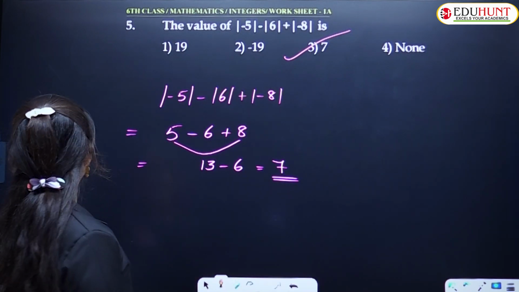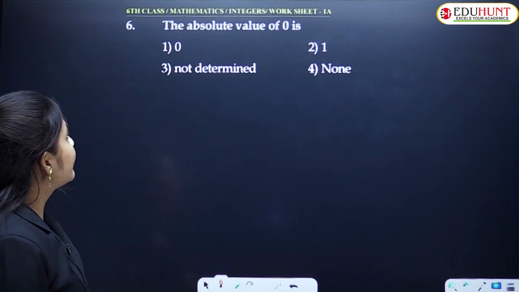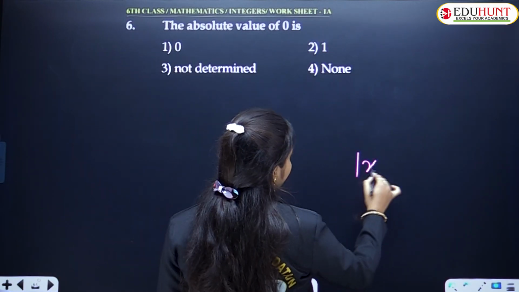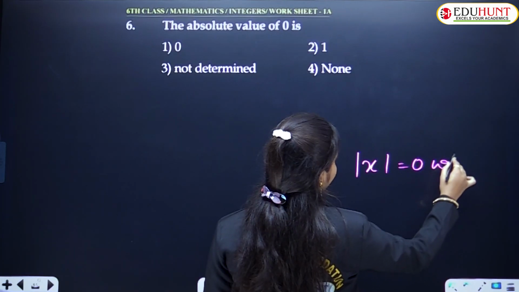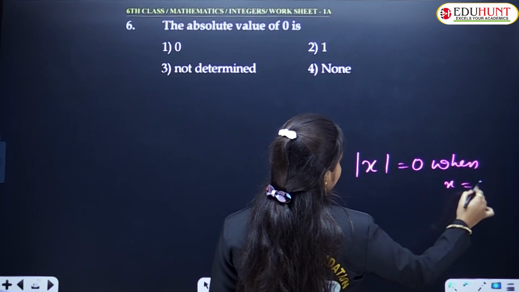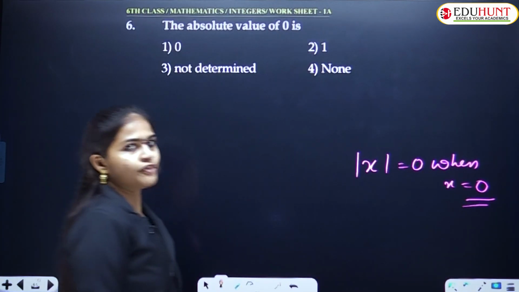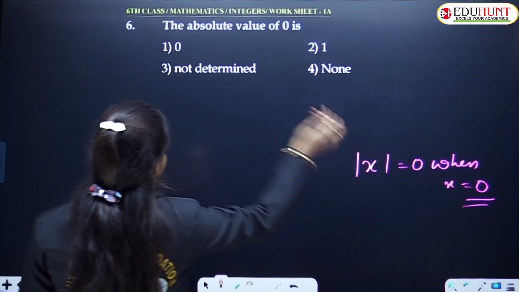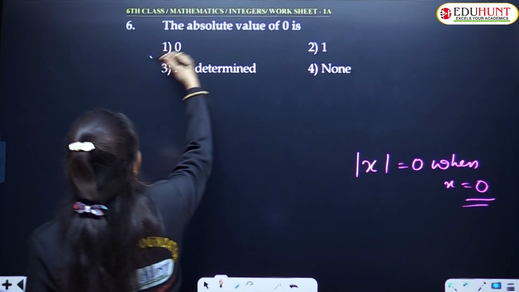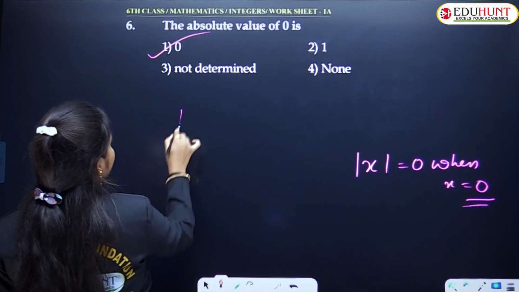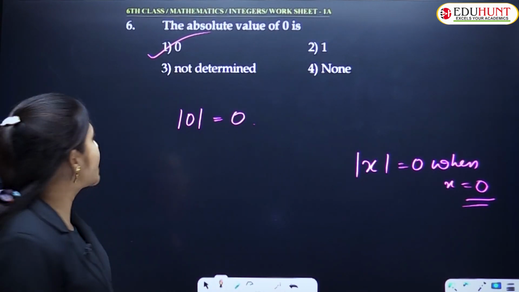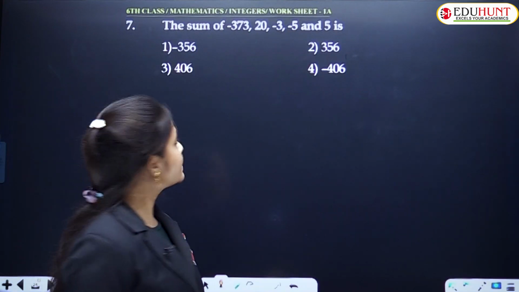Okay. Next, question number 6. The absolute value of 0. Modulus of x is equal to 0 when x is equal to 0. Modulus of 0 is equal to 0 only, which is possible if x is equal to 0. So the answer is, the absolute value of 0 is 0 only. Understand? So children, see here the 7th question.